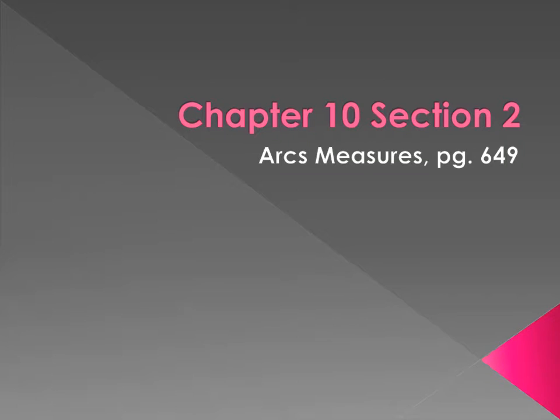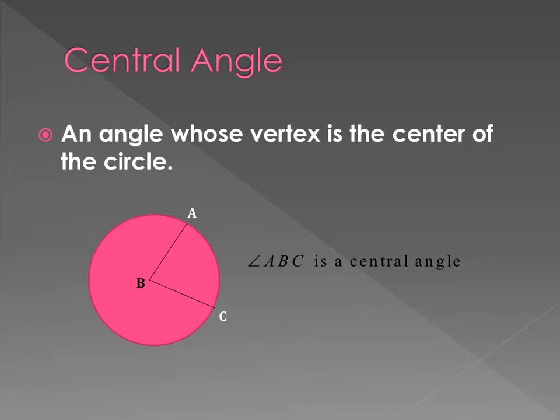All right, so we're going to go to 10.2. So 10.2 is arc measures. So we're going a little bit more vocab and then actually finding some of the measures of the arcs and angles in a circle. So we start with what a central angle is. A central angle is an angle whose vertex is the center of the circle. So any angle inside my circle in which the two sides would be the radii and the actual vertex would be on the center. It's called a central angle.